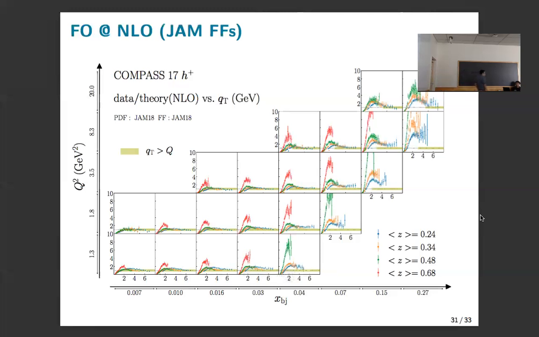So the message here is that you have an improvement by using the fragmentation function. And if on top of that you put the NLO, there will be a significant improvement. However, you can see that there are regions where it's not working perfectly well. But that's okay in this region, because in this region the TMDs are going to matter more. But at least in these corners of the phase space, you can see that things are much better under control.